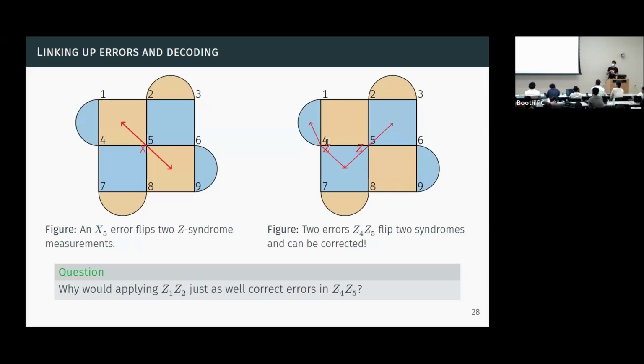So how long do I have left? Sorry. 10 minutes. Okay. Wow. Nice. Any questions about decoding before I jump back and try to fill?